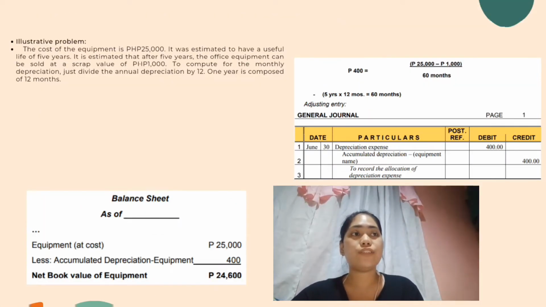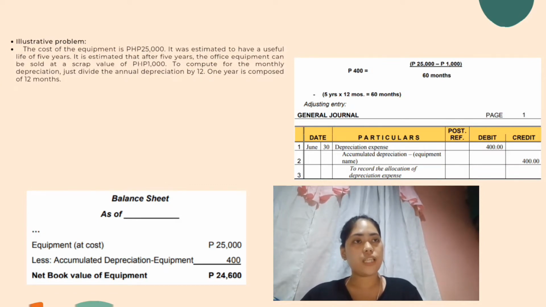Here we have an illustrative problem. The cost of the equipment is 25,000 pesos. It was estimated to have a useful life of 5 years. It is estimated that after 5 years, the office equipment can be sold at a scrap value of 1,000 pesos. To compute for the monthly depreciation, just divide the annual depreciation by 12, since 1 year is composed of 12 months.